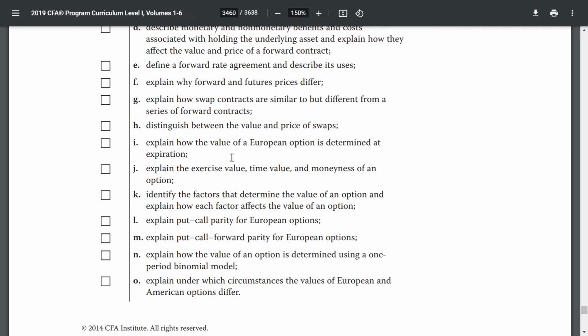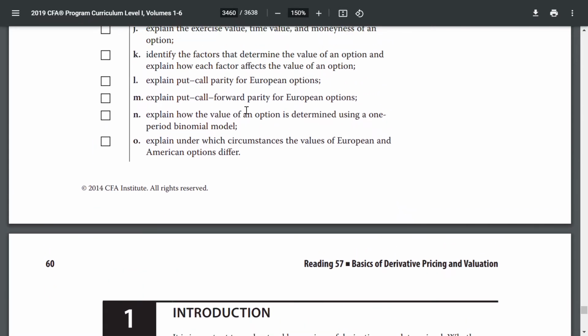of a European option is determined at expiration, explain the exercise value, time value, and moneyness of an option, identify the factors that determine the value of an option, and explain how each factor affects the value of an option, explain put-call parity for European options, explain put-call forward parity for European options, explain how the value of an option is determined using a one-period binomial model, explain under which circumstances the values of European and American options differ.